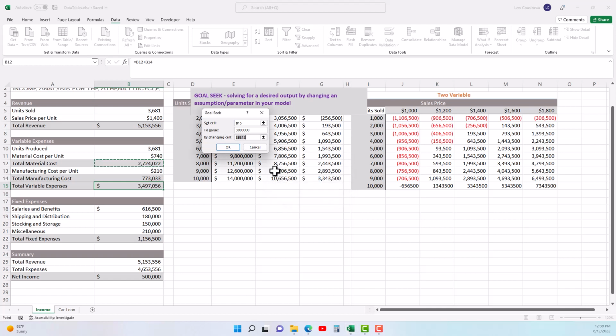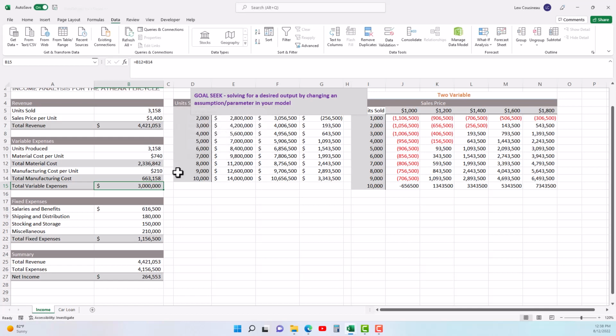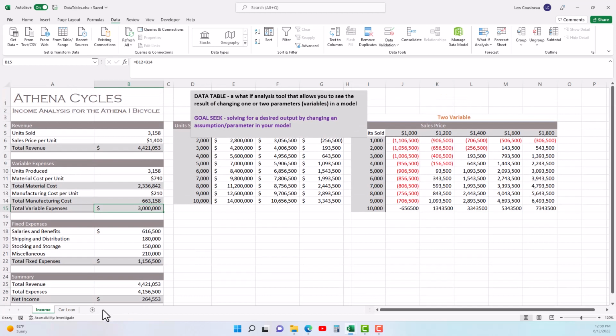So I hit OK. Now, if I want my variable expense to be 3 million, I could point to the number of units we sold, and then that will impact that, and that's not a formula. And so now it'll say, yeah, you can only sell 3,158, and then your variable expense would be at 3 million. Let's do a couple more examples.